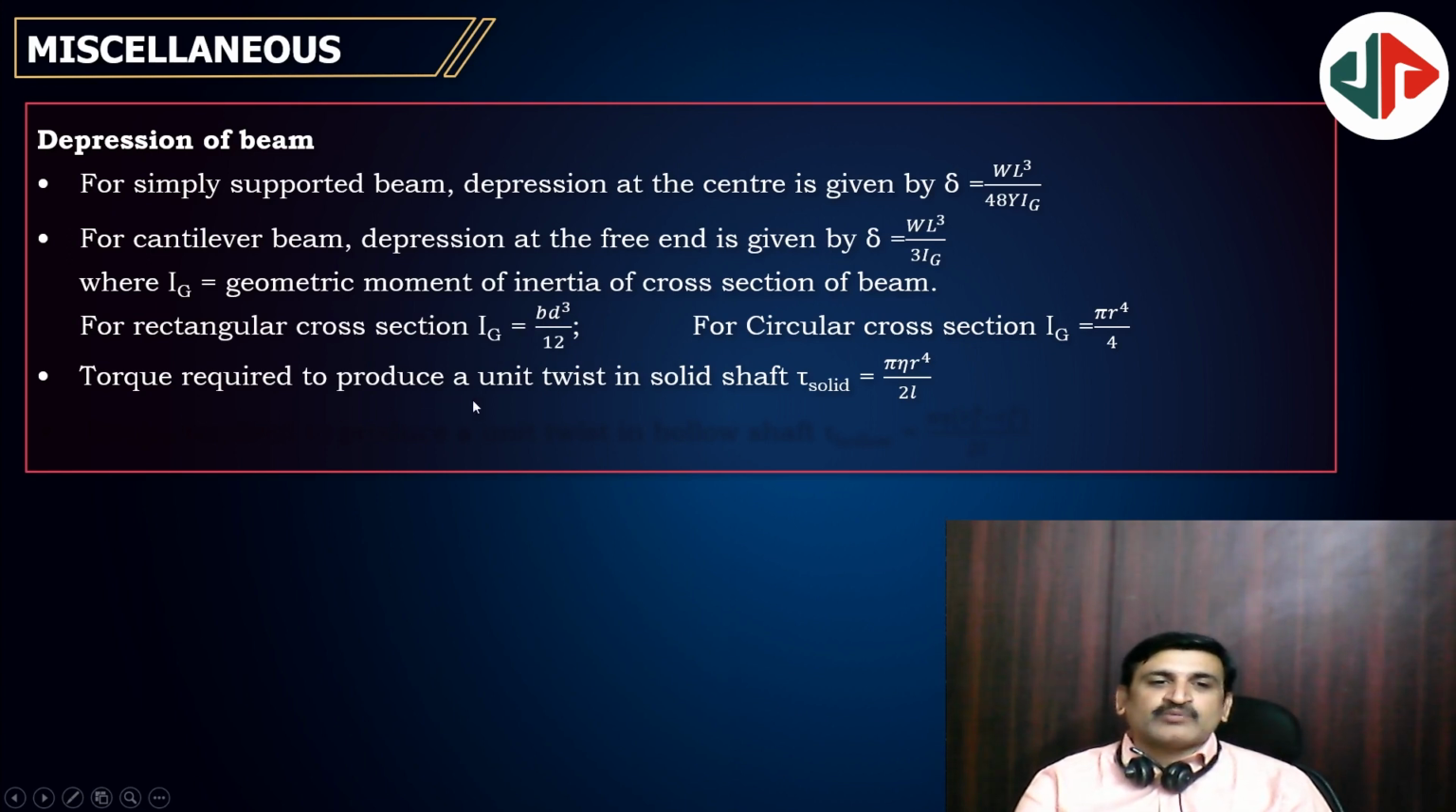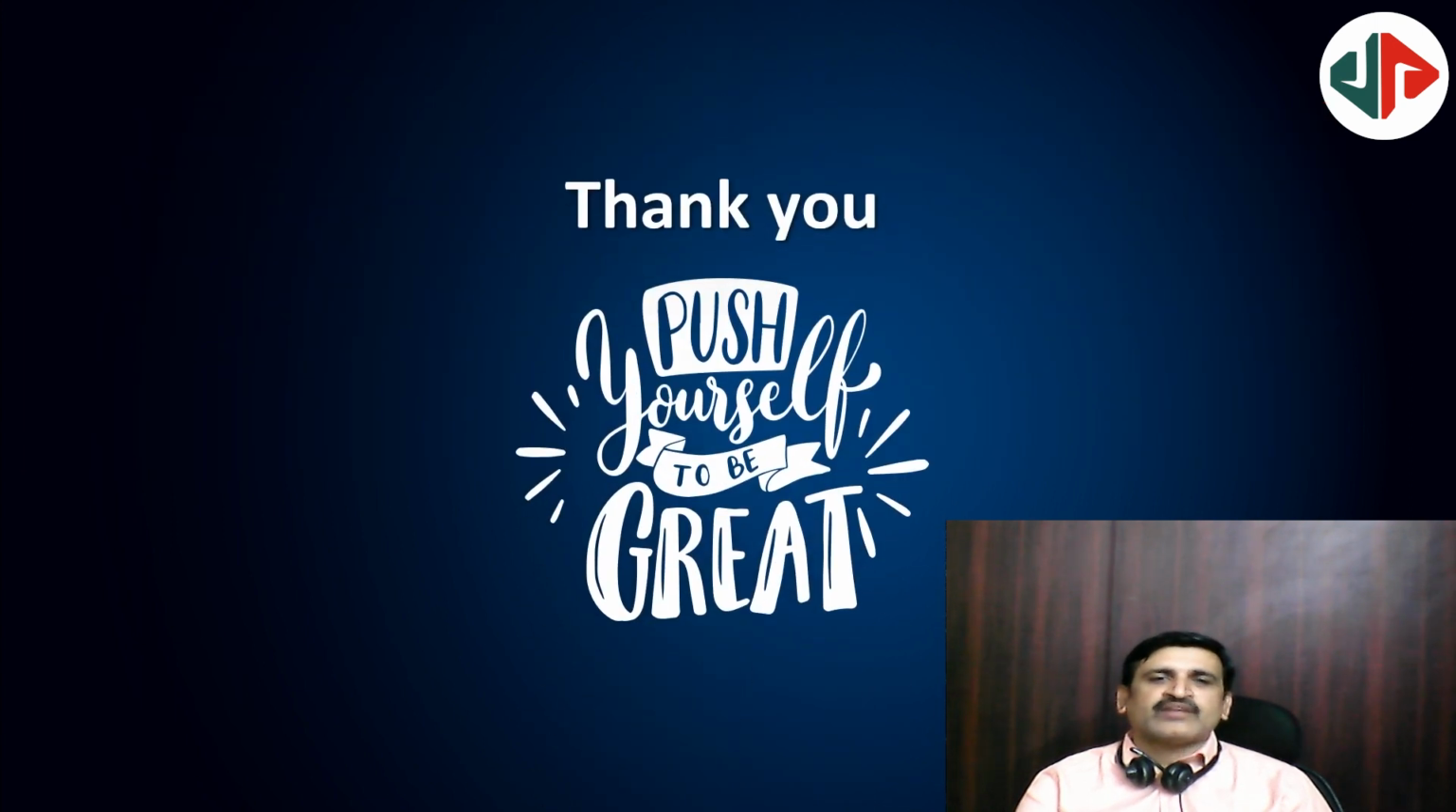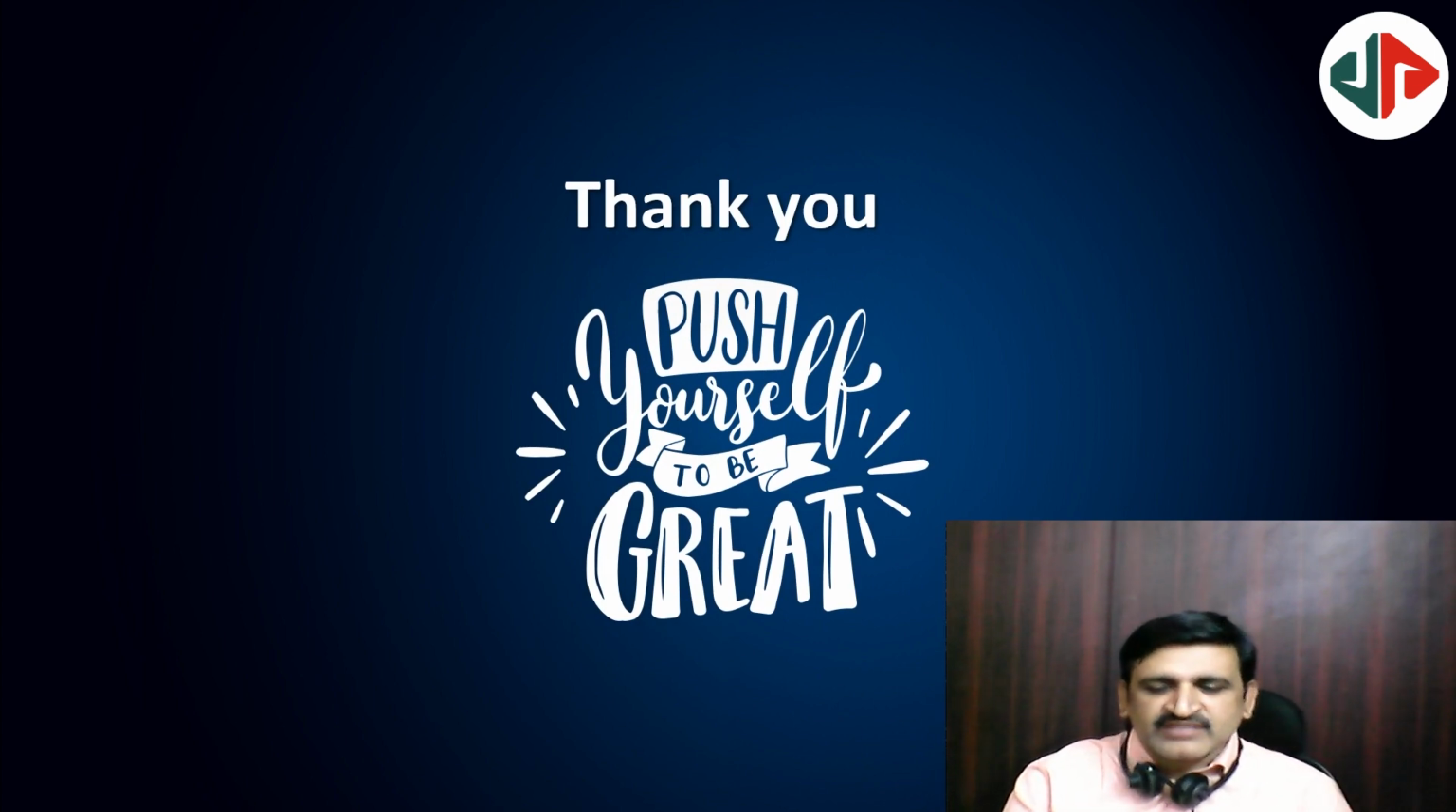Torque required to produce a unit twist in a solid shaft, tau, is equal to pi eta r power 4 by 2L. Torque required to produce a unit twist in a hollow shaft is pi eta times r2 power 4 minus r1 power 4, by 2L. And these are the important formulae, of course the majority of formulae related to mechanical properties of solids.